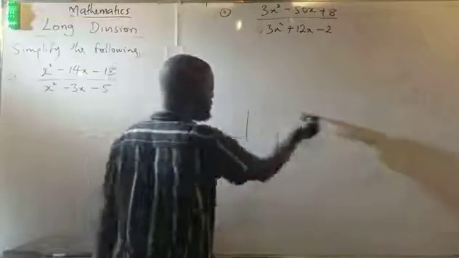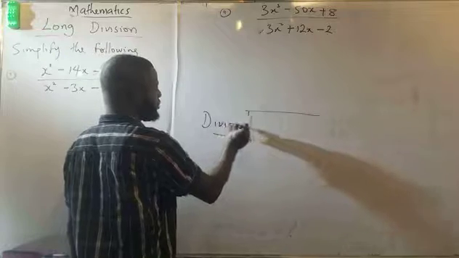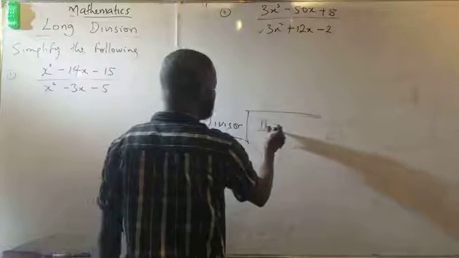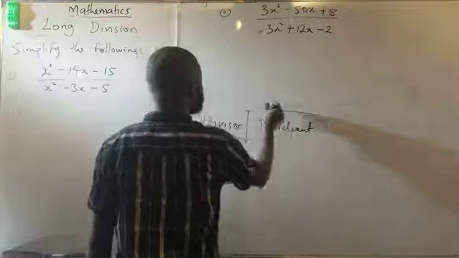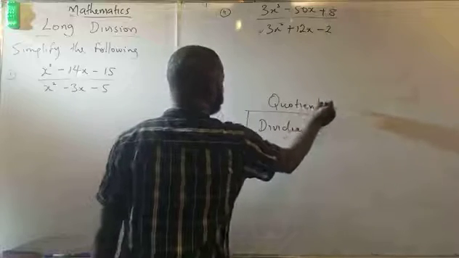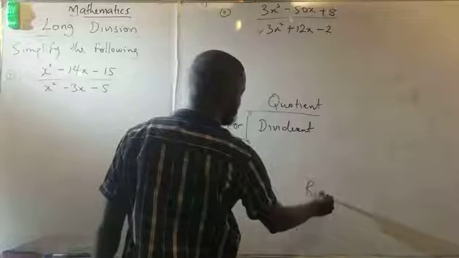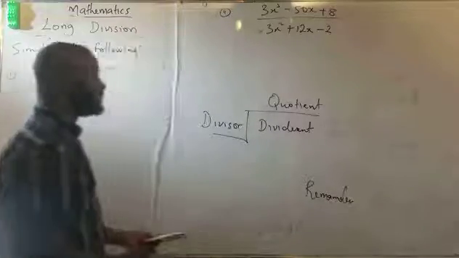And what is long division? Here is called the divisor, and here is called the dividend, and here is called the quotient, and whatever you get here is called the remainder. Please take note of that very well.